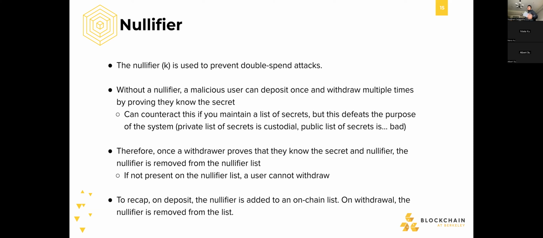And yeah, the slide basically goes over that. To recap, on deposit, the nullifier, that is K, or rather the hash of the nullifier, is added to an on-chain list that is maintained by the contract. And on withdrawal, this hash value of the nullifier is removed from the list. So during the withdrawal process, the contract checks: is the nullifier on the list? If it's not, I cannot withdraw. If it is, then I can withdraw, but I also remove it from the list to prevent double spend.